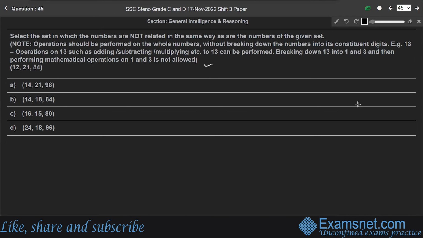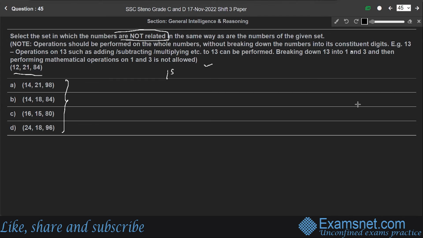Question number 45. Select the set in which the numbers are not related in the same way as are the numbers of the given set. Among 4 options, 3 options follow the logic of the given set. One option doesn't follow the logic of the given set. Before going to the options, we'll find the logic of the given set of numbers.